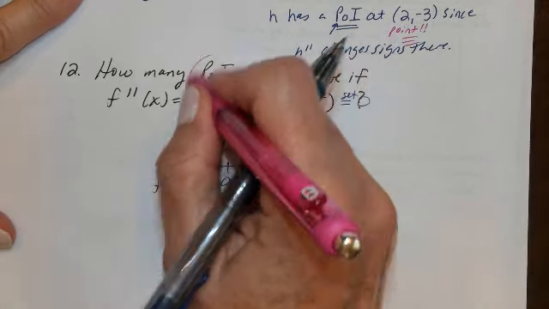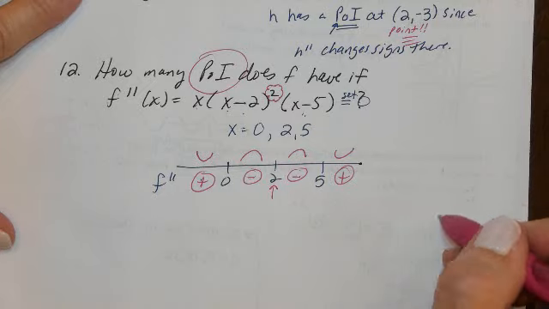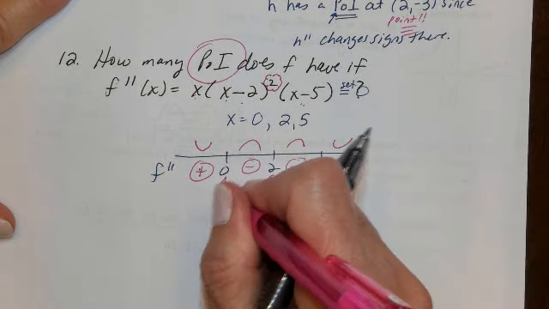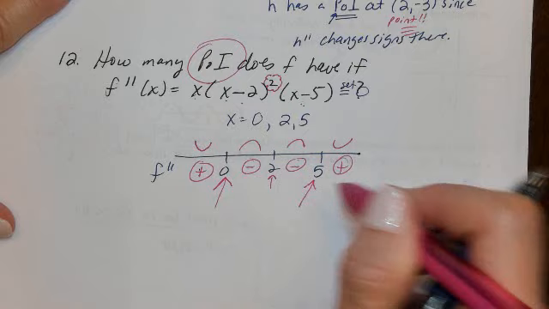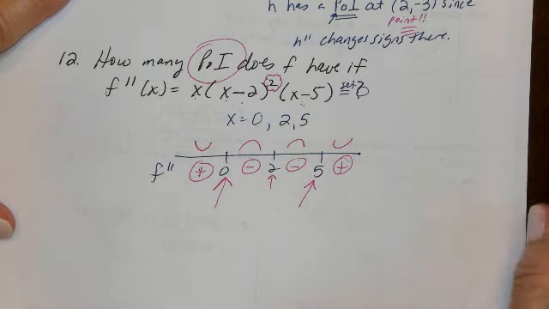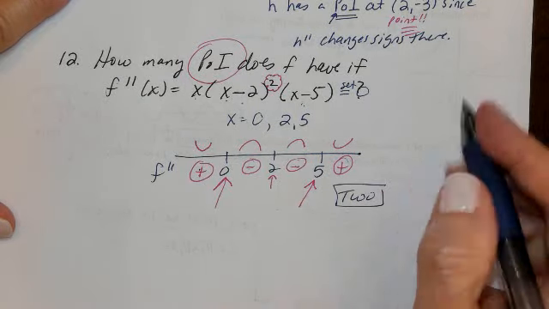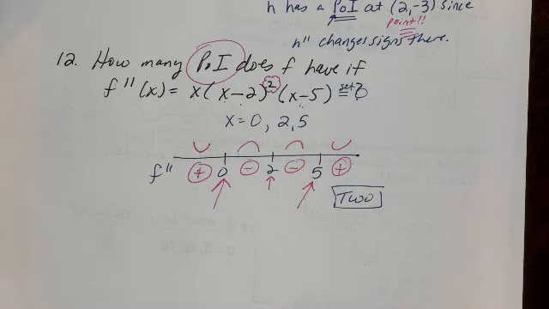So how many points of inflection do we have? How many times did F double prime change signs? Twice. So this will be a multiple choice question. The answer would be 2.